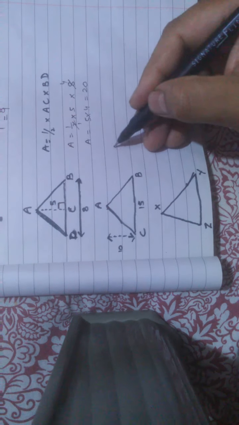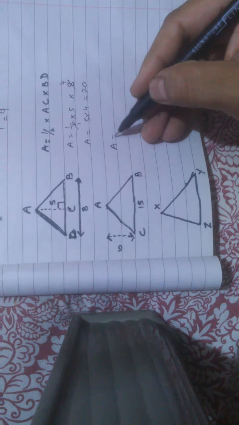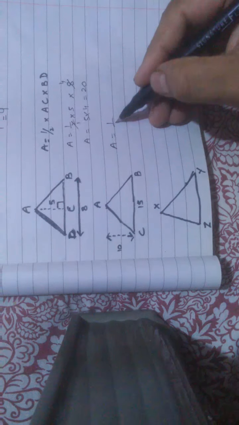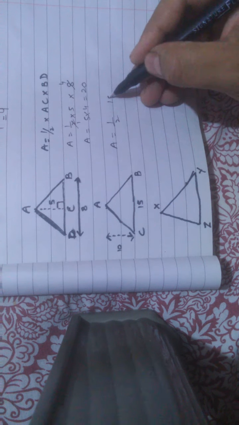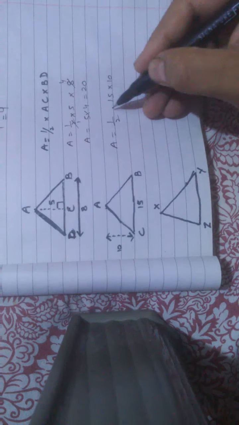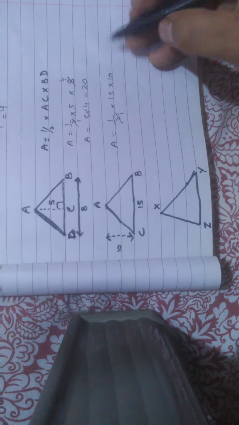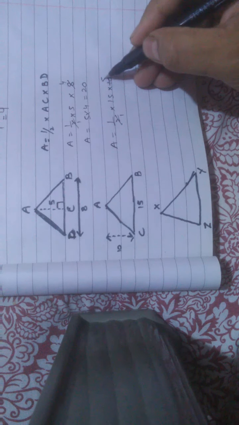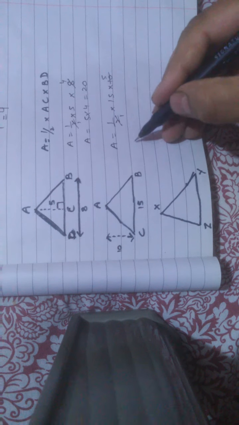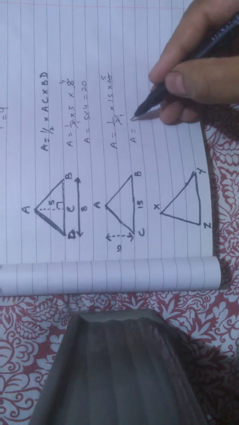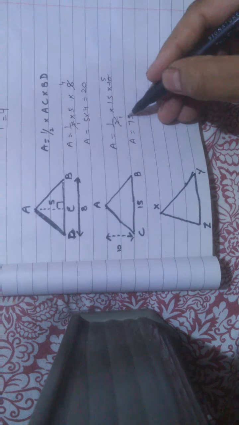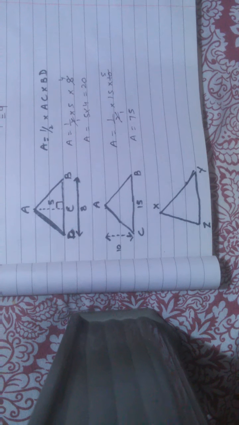So in order to find its area, again we know that area of a triangle is half into base, which is 15, into height, which is 10. Right? Now we can simplify 2 and 10 over here again. So 2 ones are 2 and 2 fives are 10. So 5 into 15, we know that is 75. So the area of this particular triangle will be 75 square units.